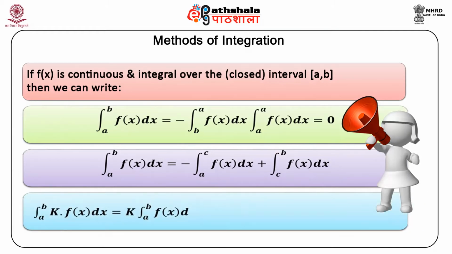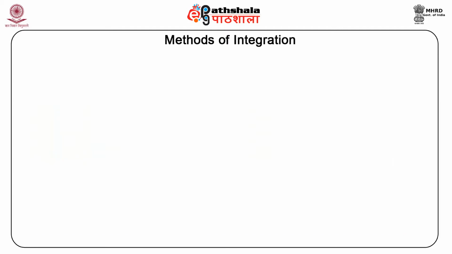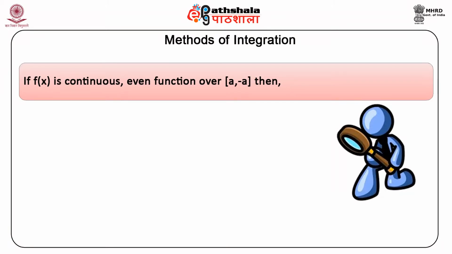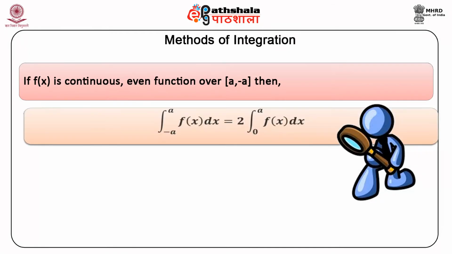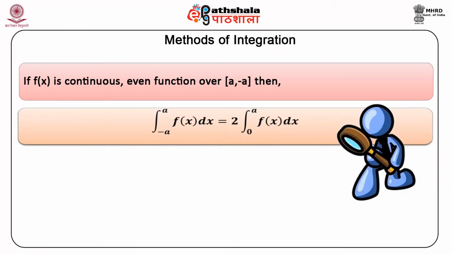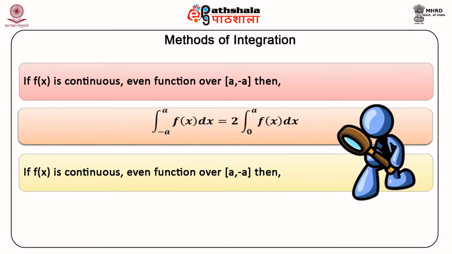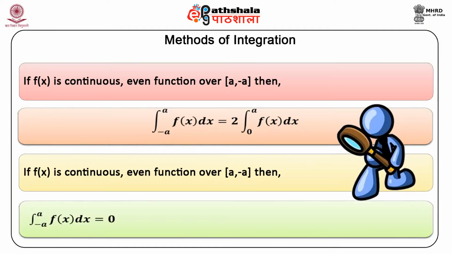Fourth, integration from a to b k into f(x) dx is equal to k times integration from a to b f(x) dx, for any scalar k. If f(x) is continuous and an even function over [minus a, a], then fifth, integration from minus a to a f(x) dx is equal to 2 times integration from 0 to a f(x) dx. If f(x) is continuous and an odd function over [minus a, a], then sixth, integration from minus a to a f(x) dx is equal to 0.